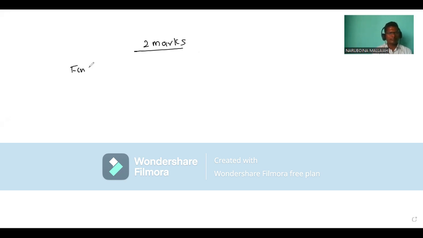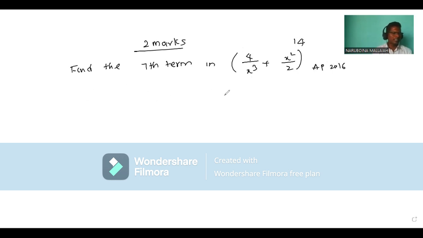Find the 7th term in (4 by x cube plus x square by 2) whole power 14. This was asked in AP 2016 senior inter. So (4 by x cube plus x square by 2) whole to the power of 14. Here we have to calculate the 7th term. So I am writing the 7th term, T7.